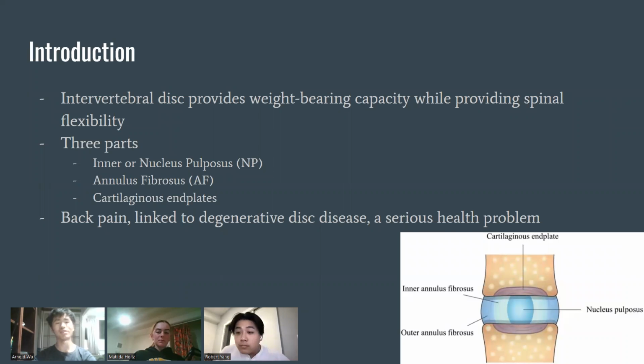So a bit of an introduction. First of all, the intervertebral disc's main function is to provide weight-bearing capacity and spinal flexibility at the same time. There are three parts in the intervertebral disc: the inner layer or the nucleus pulposus, the annulus fibrosus, as well as the cartilaginous end plates. Back pain linked to degenerative disc disease is a serious health problem, with about 12 to 35% of people having back pain and increasing severity of degenerative disc disease with age.